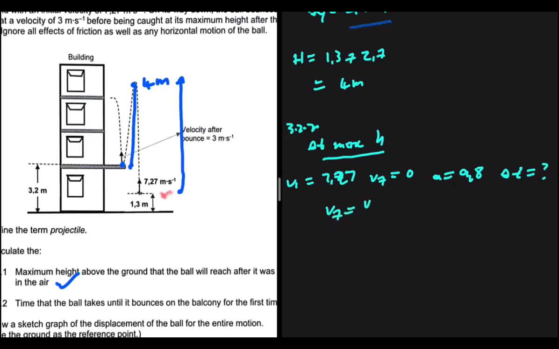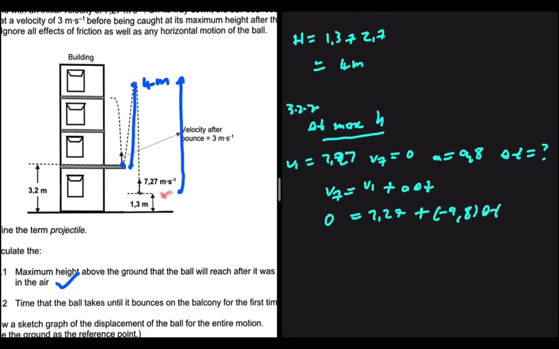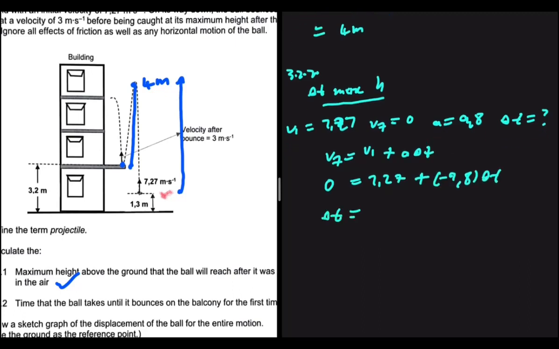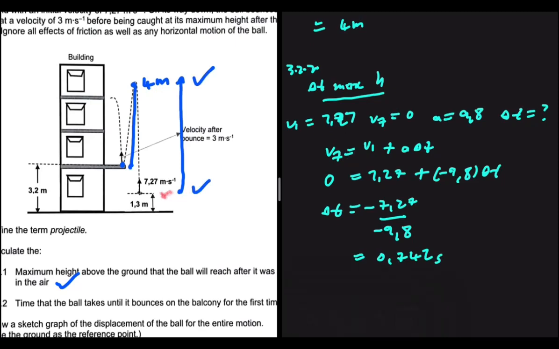Vf is equal to Vi plus a delta t. Vf is 0. Vi, that is 7.27, plus the acceleration minus 9.8 multiplied by delta t. If we make delta t the subject of the formula, we're going to get minus 7.27 divided by minus 9.8. That will give you 0.742 seconds. That is the time it takes the ball to reach the maximum height. Now we need the time from maximum height until it bounces off the balcony.